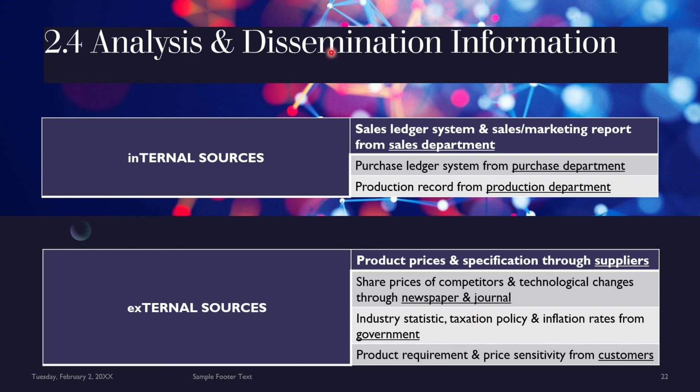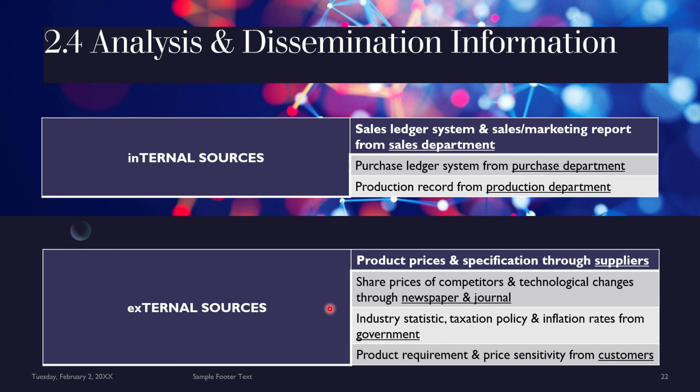The analysis and dissemination of information come from several sources. One is from internal sources and another one is external sources. Sales ledger system and sales or marketing report are example of information that can be gathered from sales department. Other than sales department, the information also can be gathered from purchase department and production department.